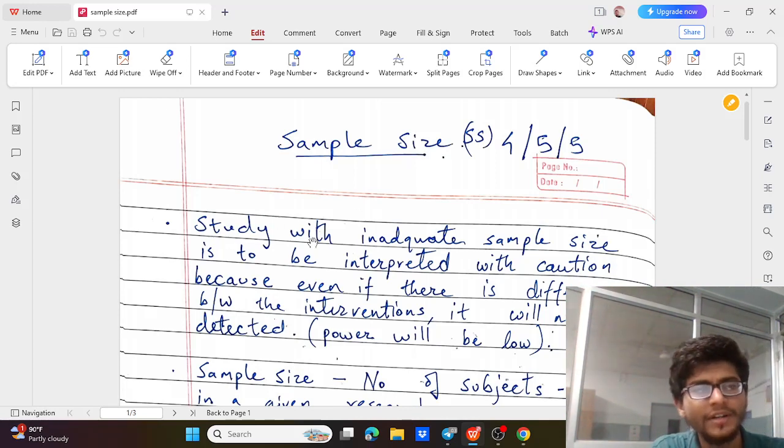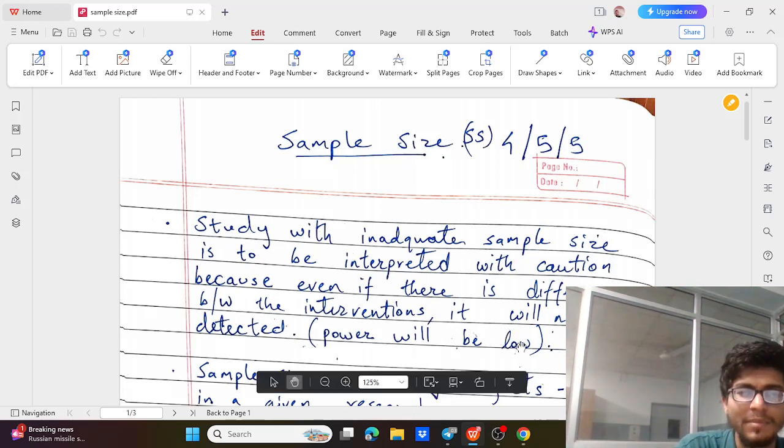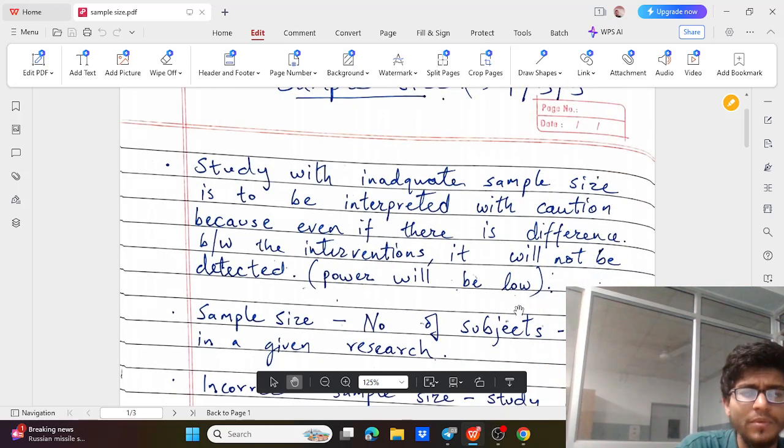So why is it important to take care of sample size? If the sample size is inadequate, then the interpretation has to be taken with caution, because even if there is a difference between the interventions, it will not be detected. That means that the power will be low. So we'll see this in detail, how it works.